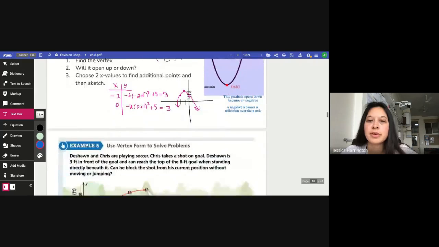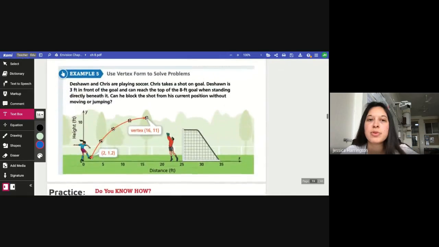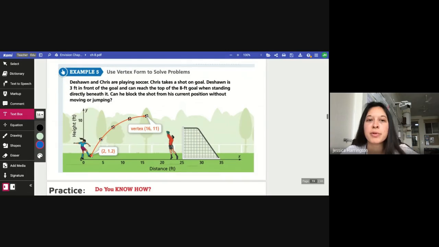All right, last one. I know this video is getting long. Sometimes you can use vertex form to solve problems. Deshaun and Chris are playing soccer. Chris takes a shot on goal. Deshaun is 3 feet in front of the goal, and can reach the top of the 8-foot goal when standing directly beneath it. Can he block the shot from his current position without moving or jumping? They've given us the vertex and where the ball starts.